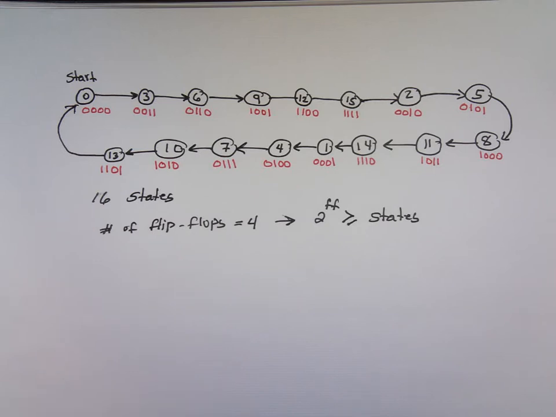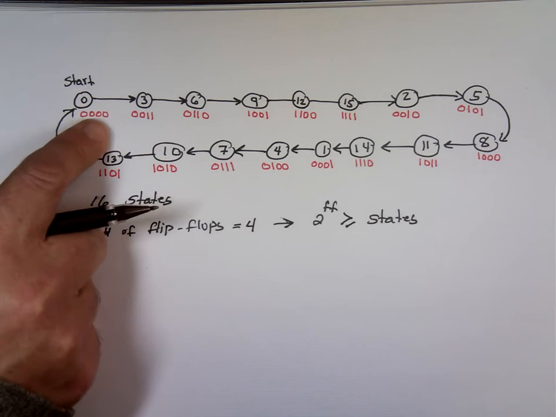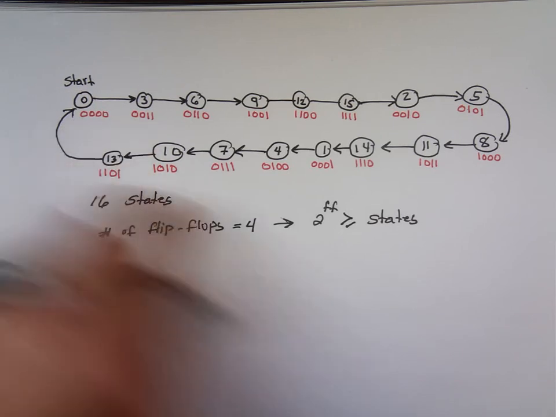There are 16 states. We started this, so now we're going to get back to it. We decided we need 4 flip-flops, because 2 to the power of the number of flip-flops should be greater than or equal to the number of states. Since I have 16 states, I will need 4 flip-flops. And we give them the binary value for 0, 0, 0, 0, for 3, 0, 0, 1, so we know where we are.